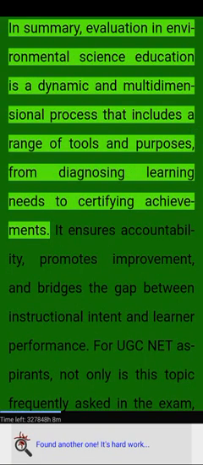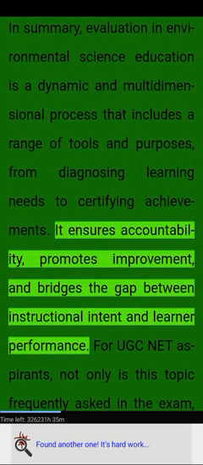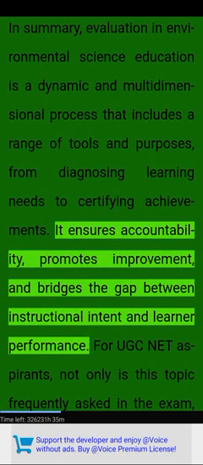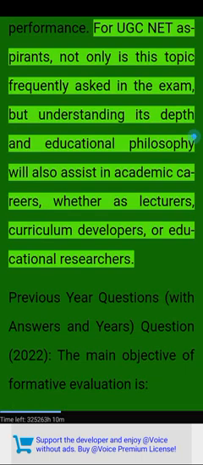In summary, evaluation in environmental science education is a dynamic and multidimensional process that includes a range of tools and purposes, from diagnosing learning needs to certifying achievements. It ensures accountability, promotes improvement, and bridges the gap between instructional intent and learner performance. For UGC NET, not only is this topic frequently asked in the exam, but understanding its depth in educational philosophy will also assist in academic careers, whether as lecturers, curriculum developers, or educational researchers.